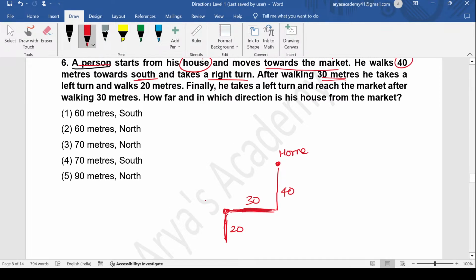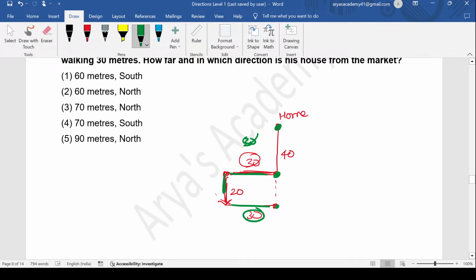Finally, now he is walking in this direction towards south. Towards right means you move towards west, and towards left means you will be moving towards east. He turned left, so we are going east, and walked for 30. If I go for 30, I'll be exactly parallel to this point somewhere over here. All of these points are in a straight line because this is 30 and this is also 30. This is 30, this is 30, this is 20. So remember the values: 30, 40, 20, 30.